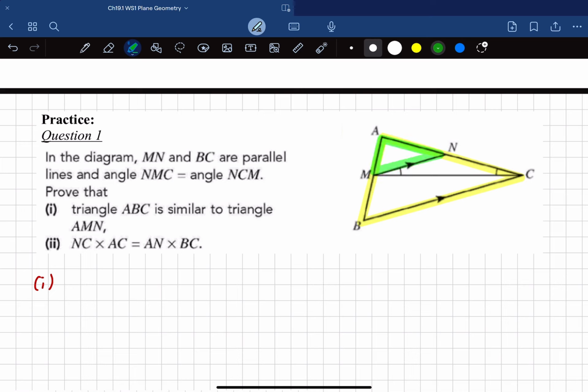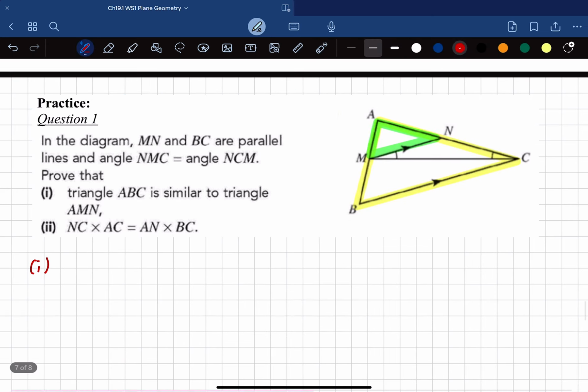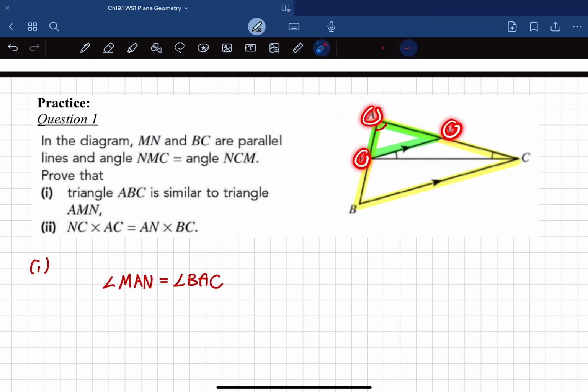If you can observe, this is a very straightforward similarity proving question. We know that there's a common angle here, and because these two lines are given to be parallel, we can observe that these are corresponding angles. So I can use the AA similarity test. I start by identifying this angle first, with the small triangle first. Angle MAN is equal to angle BAC. Remember, the vertices must match, so I start with MAN; the big triangle should be BAC. And this is the common angle.